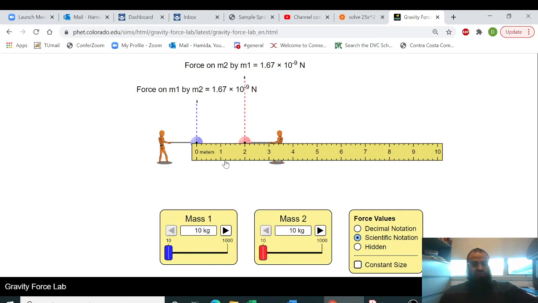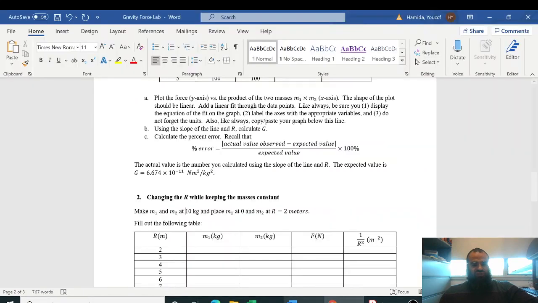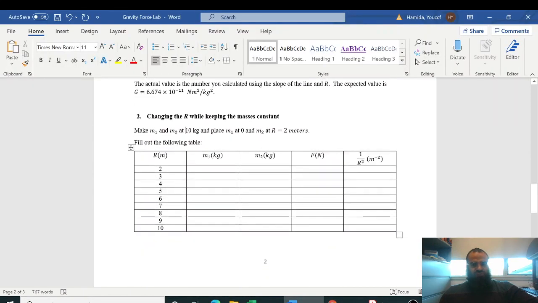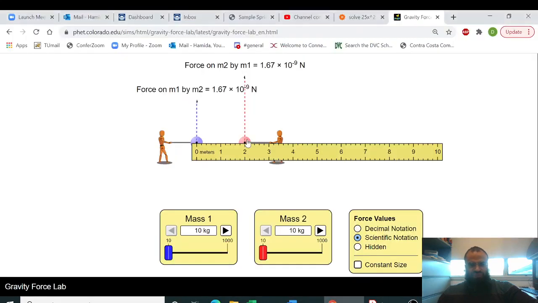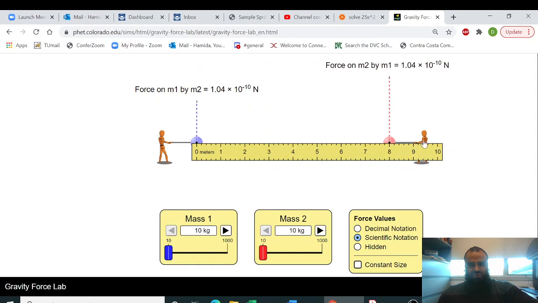And so we're going to keep the masses constant, but we're going to change now the radius. Since the masses are 10 kilograms, this will be 10 throughout. And what's the force? In fact, let me do the 9th one here. Still, the masses are 10 kilograms. And what's the force on this one when r is 9 meters? Let's see what the force is.